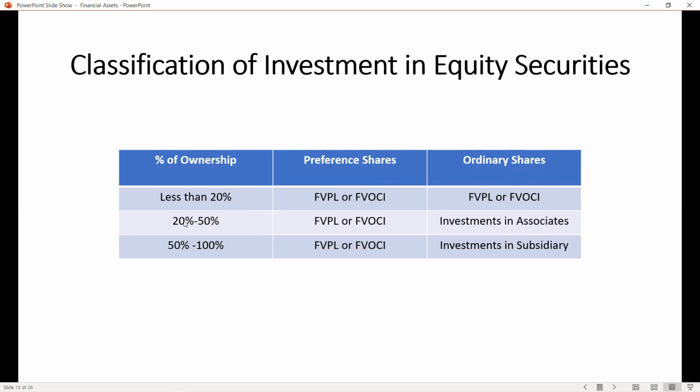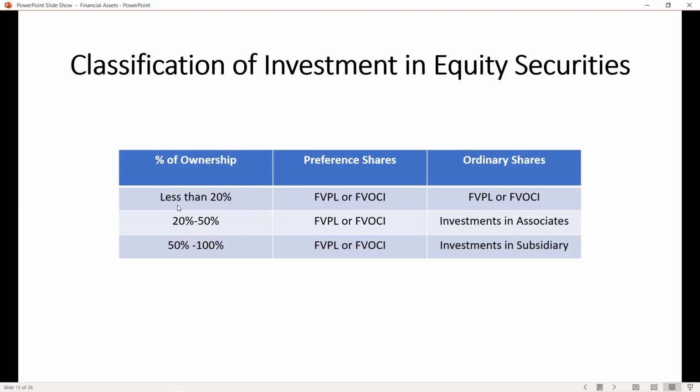So ngayon, doon natin sila ma-classify kung saan classification sila nababagay. So, for example, if bumili ka ng preference share na less than 20% yung ownership niya or nagre-represent ng ownership doon sa binilhan mo, still if FVPL pa rin siya or FVOCI. Ganon din kay ordinary share. Pag bumili ka ng 20% pababa.